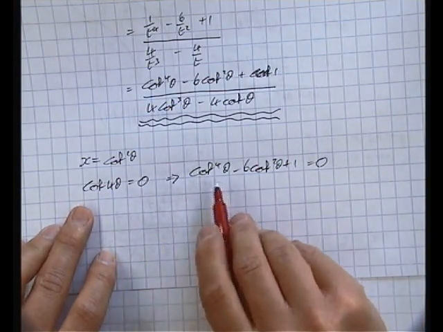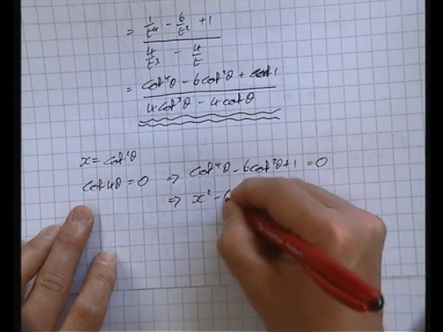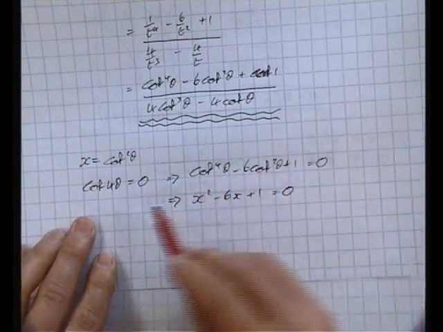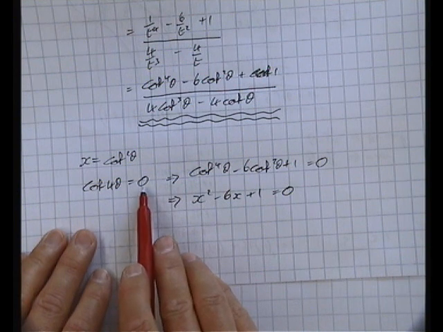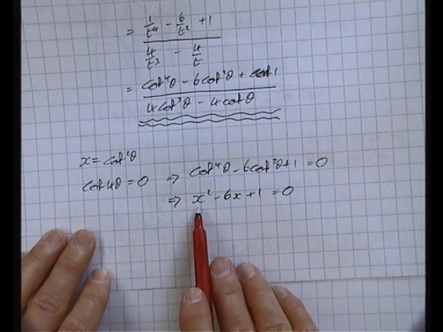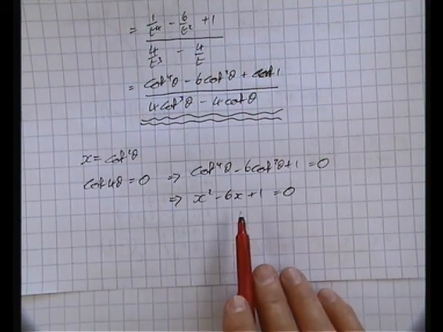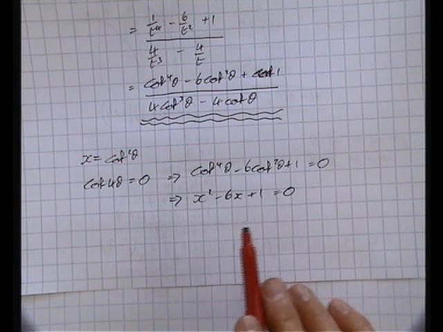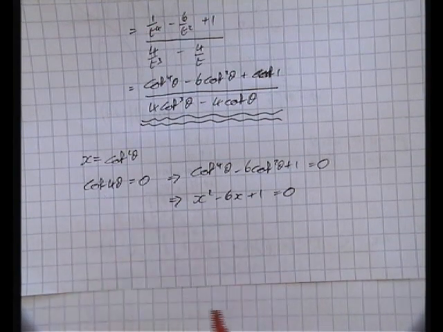And this, with that expression, implies that x squared minus 6x plus 1 equals 0. And so then we'll know that values of theta that make cot 4 theta equal 0, when substituted into x equals cot squared theta, will also be roots of this equation, x squared minus 6x plus 1 equals 0. So, as ever with these, we're going to then solve the trig equation here.